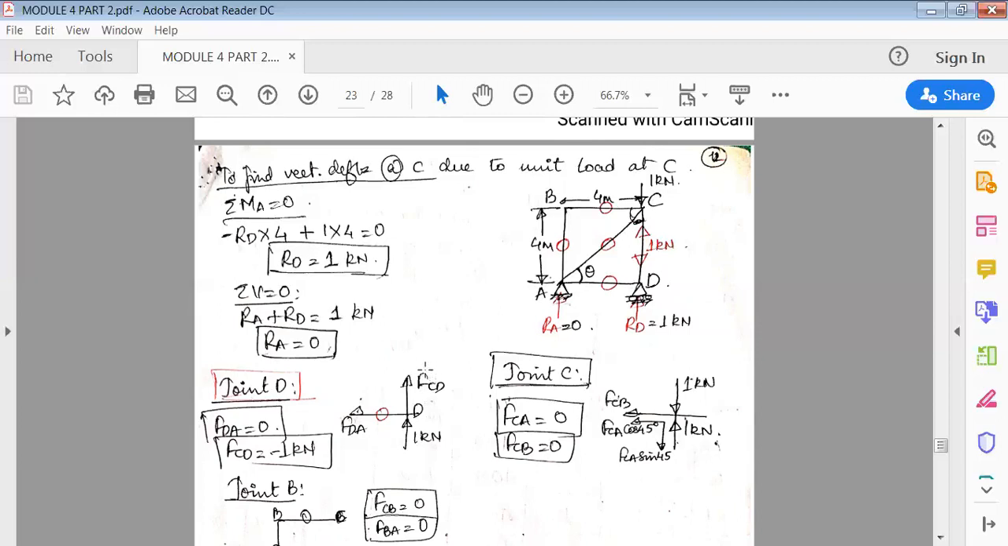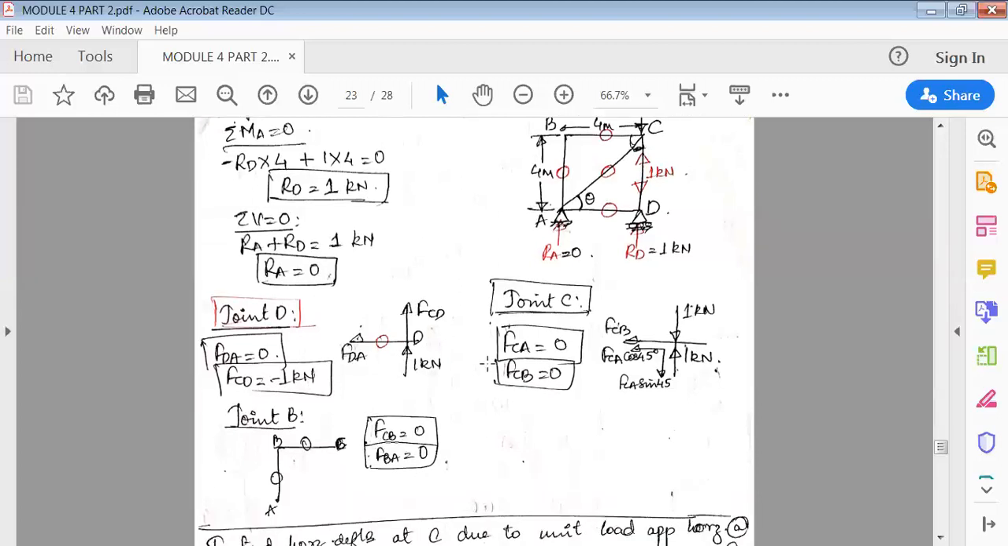So initially I'd assumed that FCD is acting outward, but now I got to know that the answer is negative. So it should act opposite. That means it should act downward. So I've shown it here, downward. You can see here, if the force is moving towards the point, then it is compressive. Okay. If the force is moving towards the point, then it's compressive. Similarly, we found out FCD.